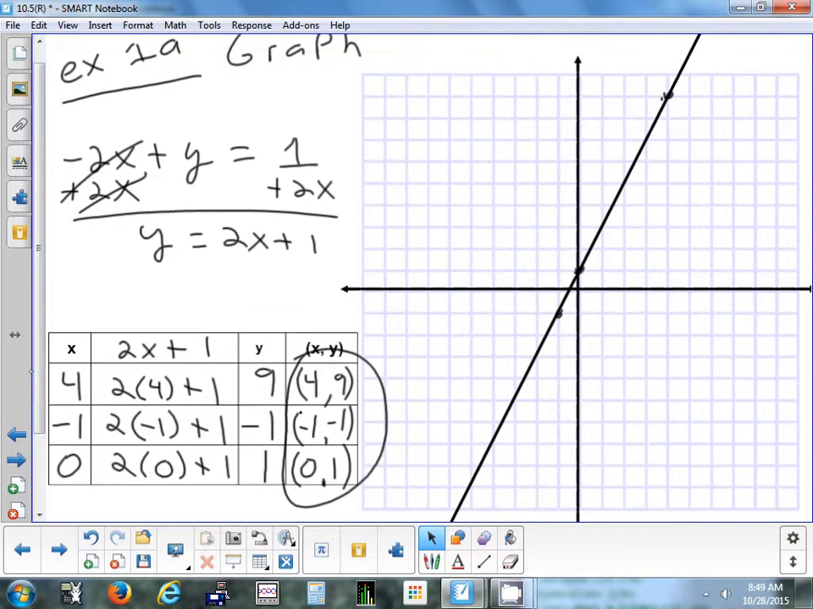Okay, any questions on what we just did? All right, when you draw your line, even on the test, we'd like you to make sure you use either a ruler or use your ID. Okay, make sure it looks good, nice straight line.